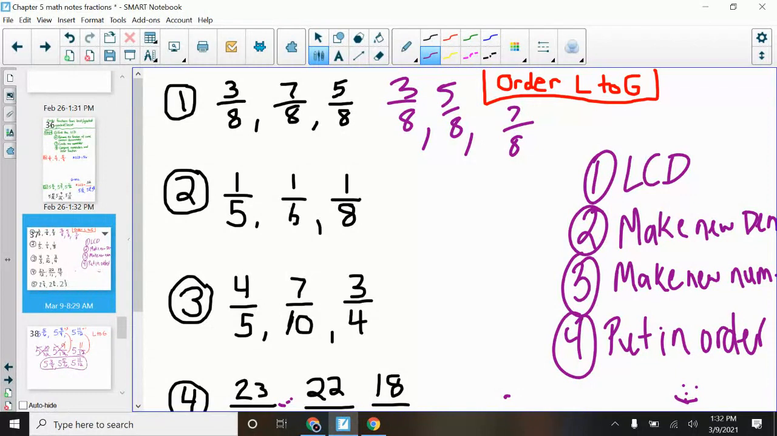For those of you who I didn't get to see, your order should have been 7 tenths, 3 fourths, and then 4 fifths. Okay? So your homework this evening is those workbook pages. What pages are they, Sophia? If you had it out. What page? 87 and 88. Thank you.